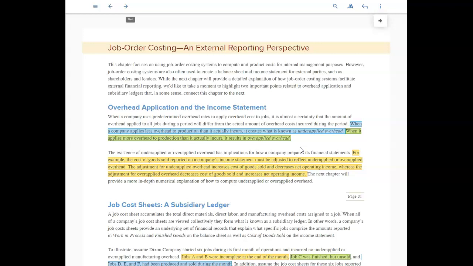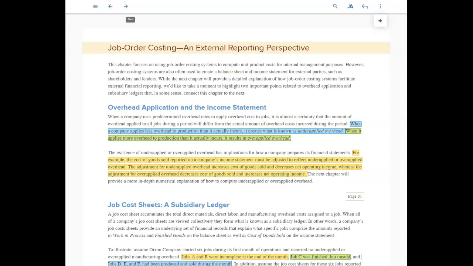The simplest thing to do, if it's not a very material dollar amount, is just take it to cost of goods sold and just adjust cost of goods sold up or down, depending on what we need. So for example, in this highlight, the adjustment for under applied overhead increases cost of goods sold and decreases net operating income. So think about that. If we did not apply enough cost to production during the year, and at the end of the year, our actual overhead cost is more than what we estimated and applied, we need to add some more cost into the system because we incurred the cost. We have to do something with it.